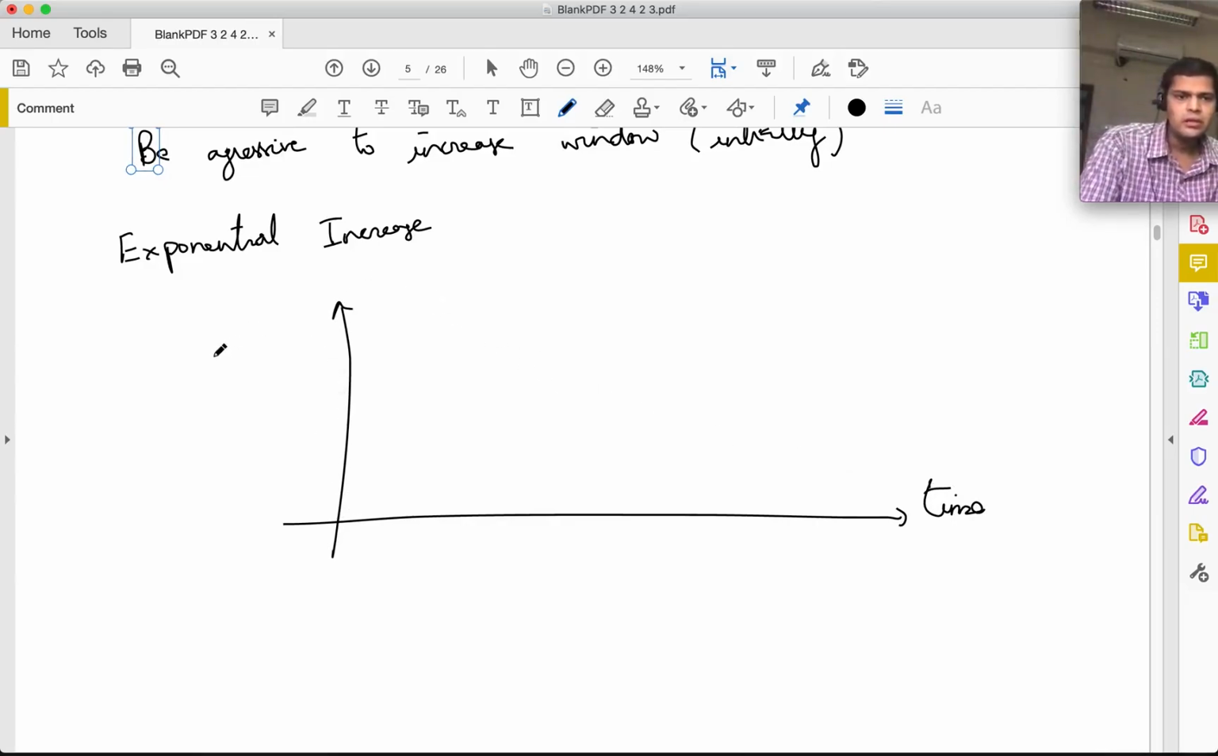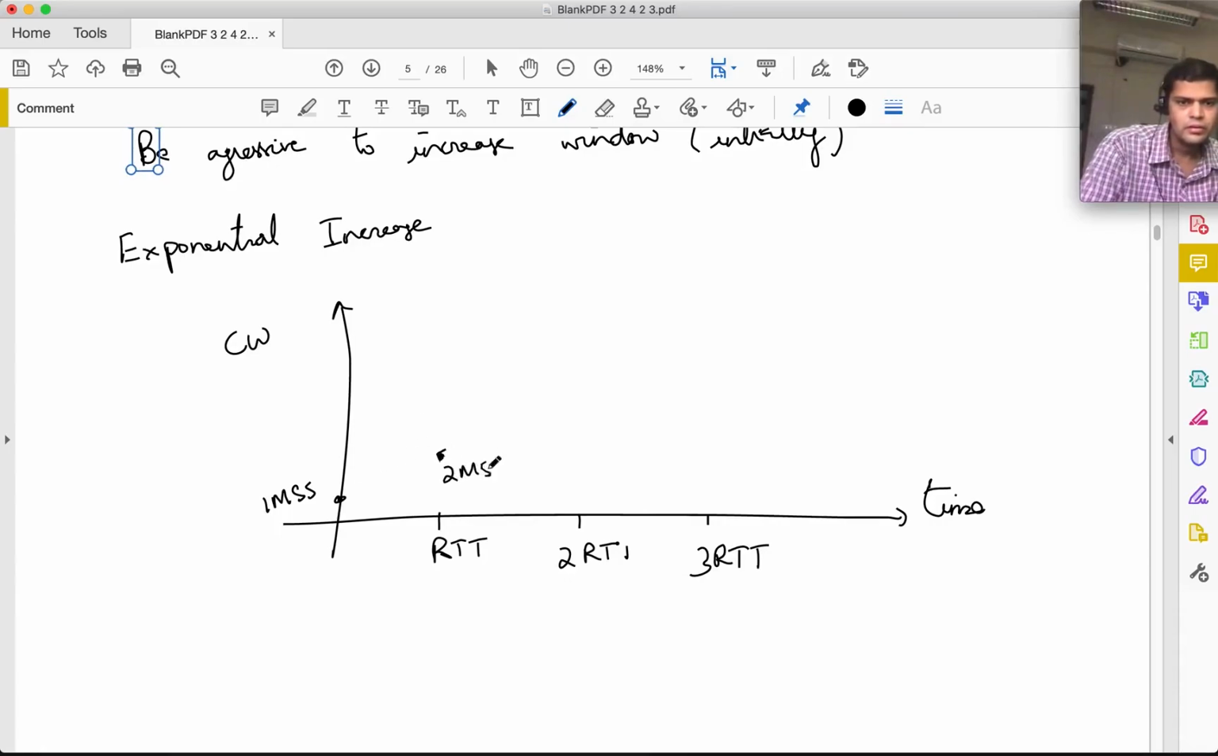So initially, the congestion window, let's say, is 1 maximum segment size, and for every round trip time, what we are going to do is double it. And 8 MSS.